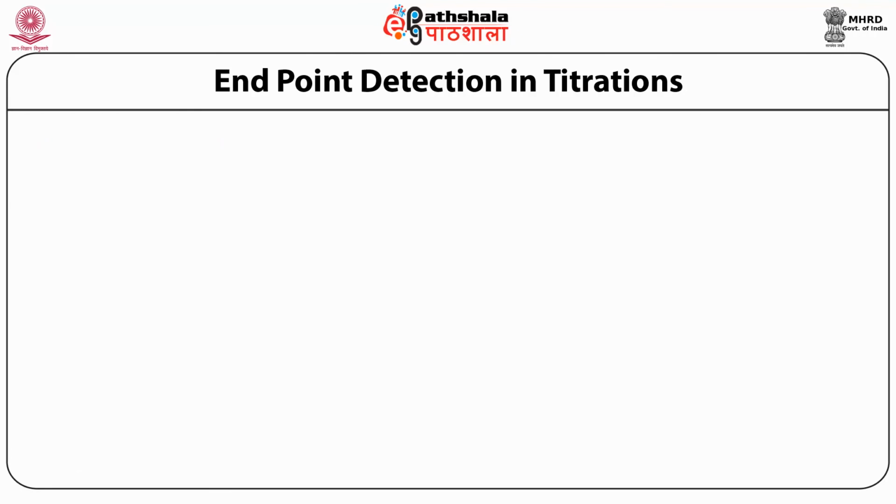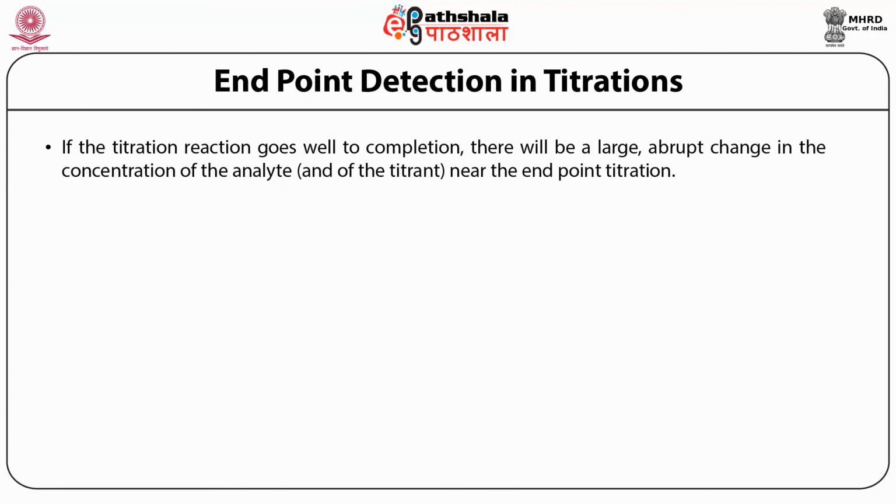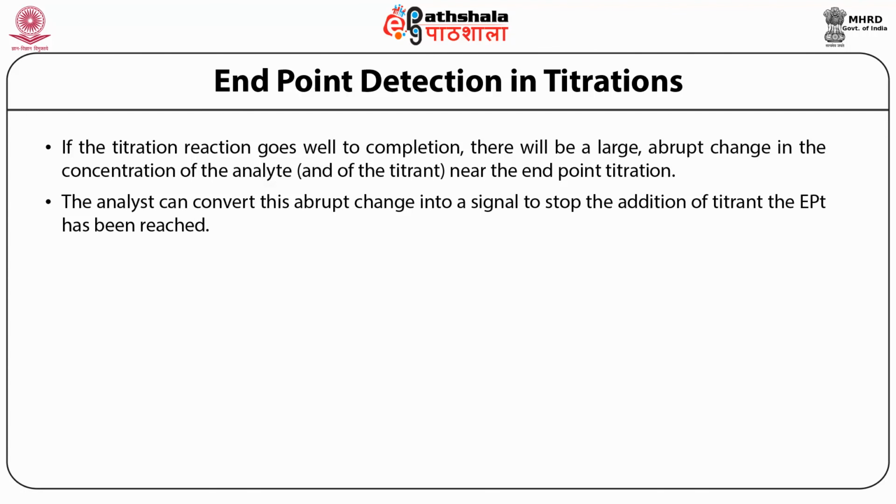Now the next point is endpoint detection in the titration. If the titration reaction goes well to completion, there will be a large abrupt change in the concentration of the analyte near the endpoint of the titration. The analyst can convert this abrupt change into a signal to stop the addition of the titrant. The equivalence point has been reached.